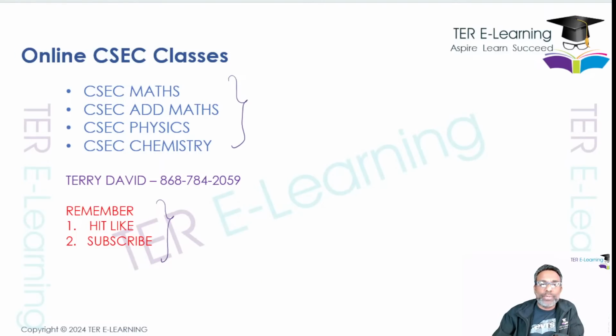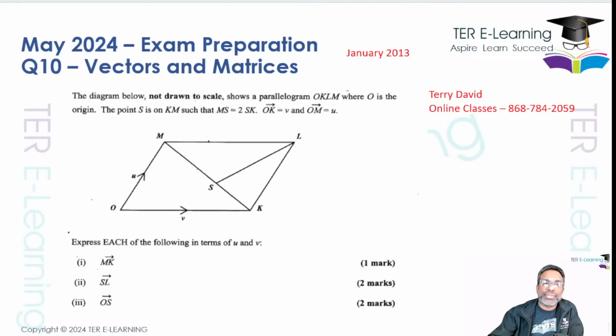So let's start with this first examination question here. This is from January 2013, and let's see what we have here. The diagram, not drawn to scale, shows a parallelogram OKLM, where O is the origin, S is on KM such that MS is equal to 2SK. And they're telling us that OK is equal to V and OM is equal to U.